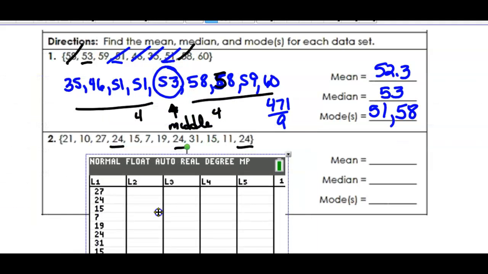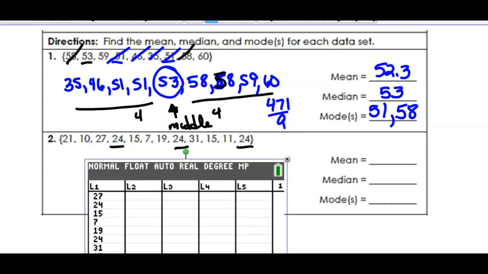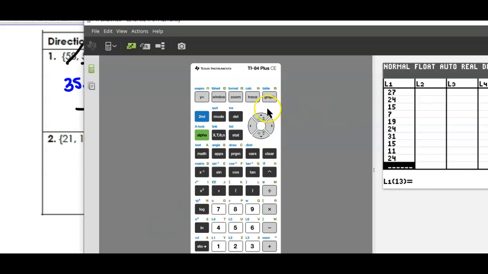Put this over here so I can check. No, the first one's wrong, or maybe the first two aren't showing. 27, 24, 15, 7, 19, 24, 31, 15, 11, 24. So if I go back and scroll up to the top, do I have 21 and 10?